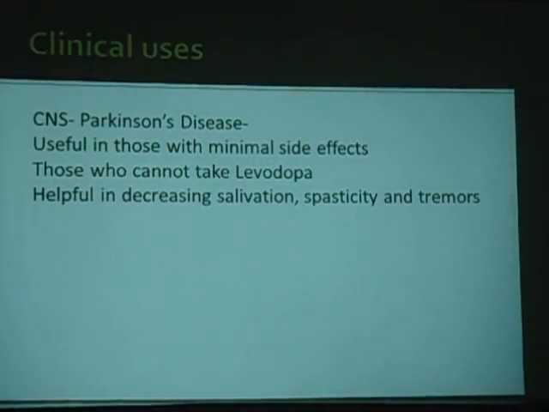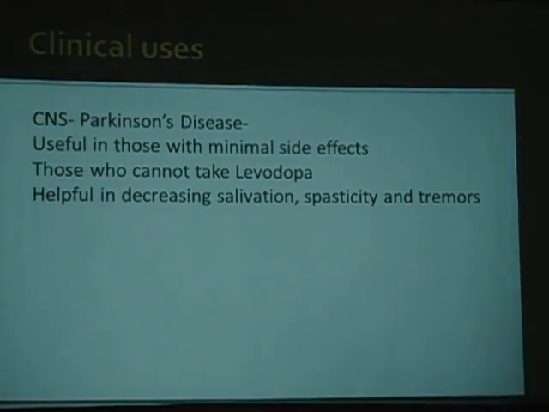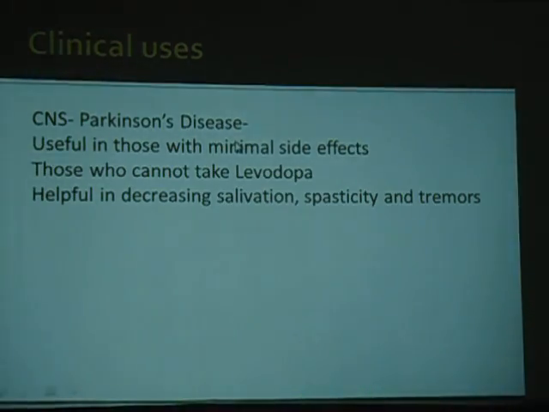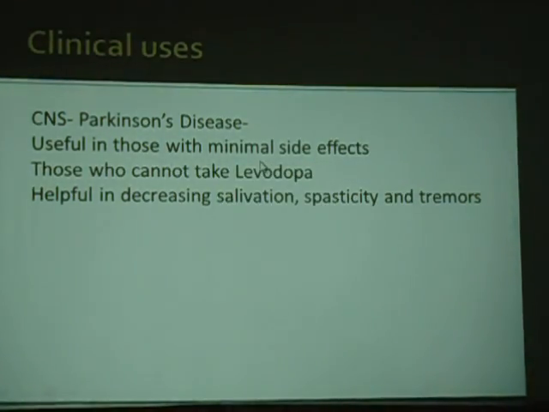So Parkinsonism, what were the drugs? What were the drugs in Parkinsonism? Why are you people sleeping? 3 drugs. Parkinsonism: benzhexol, benztropine, trihexyphenidyl. Okay, these are the 3 drugs which are used. Why are we using them? In order to prevent the cholinergic excessive activity, that is tremors, rigidity, all these things are prevented. So it is also helpful in decreasing the salivation, spasticity and tremors.